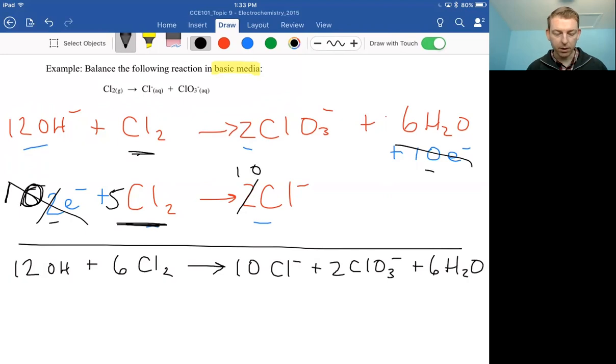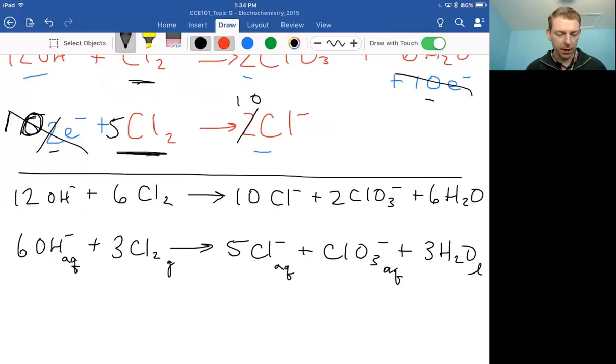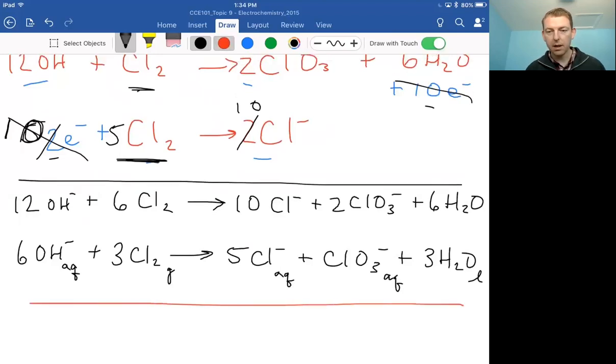If you really want to impress us on the test or on an assignment, just reduce this to the lowest number. They're all divisible by 2, so we can switch that into 6 hydroxide, negative sign, 3 chlorine to 5 chloride and chlorate, and 3 waters. For completeness' sake, make sure to put the state of each of these. This would be gas, aqueous, aqueous, and liquid. And there you have it. That's the complete balanced reaction for a disproportionation reaction for full marks.